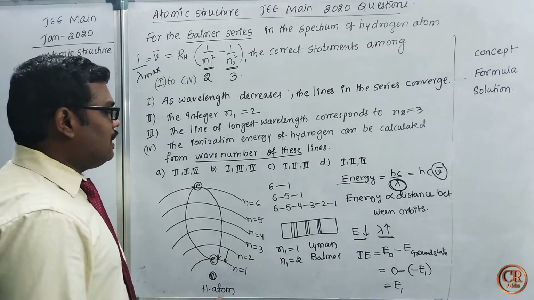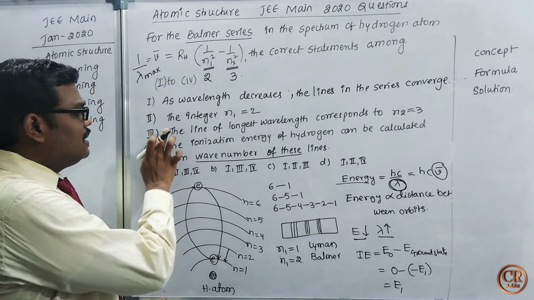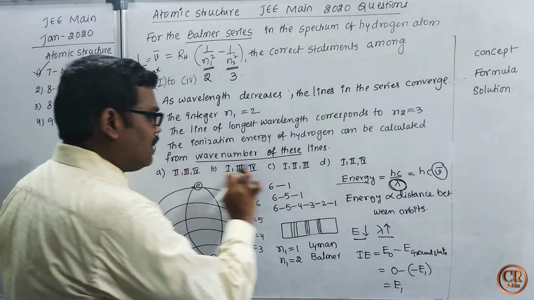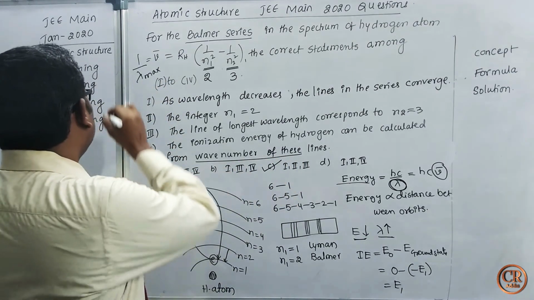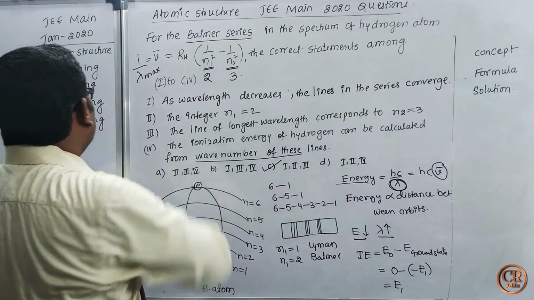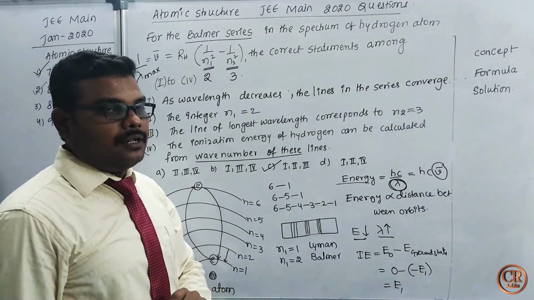So the correct answer is: 1 is correct, 2 is correct, 3 is correct. So the correct option is C. This is an atomic structure question asked on 8th January in the morning session.